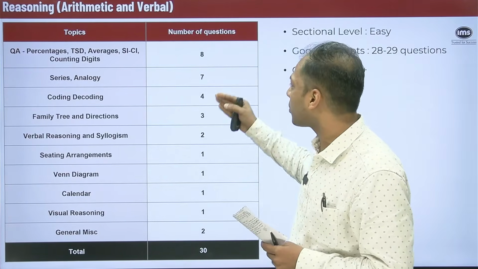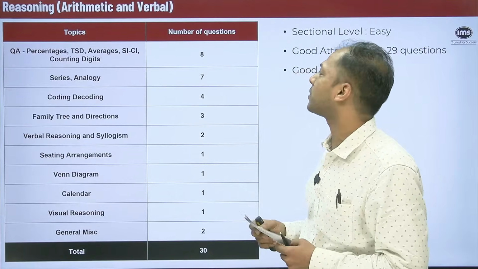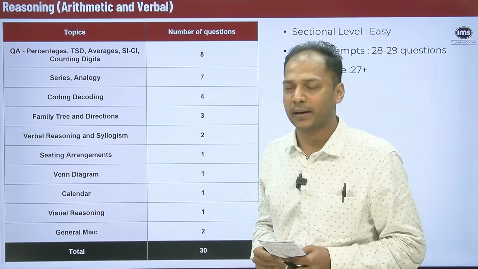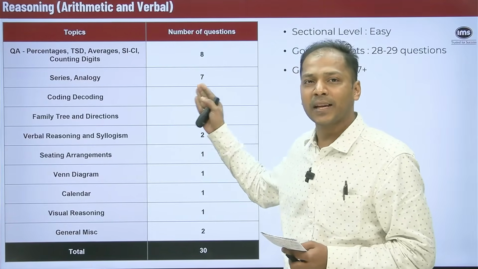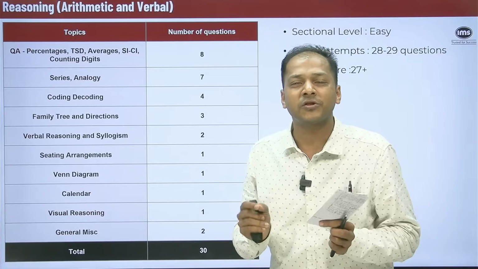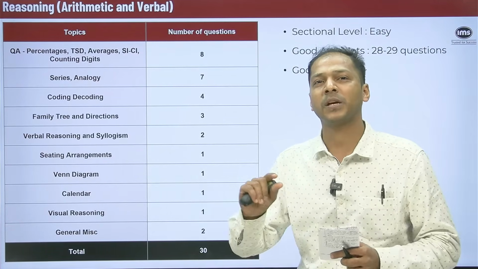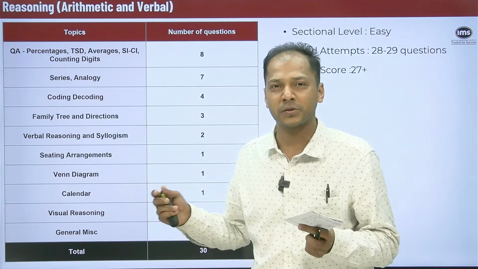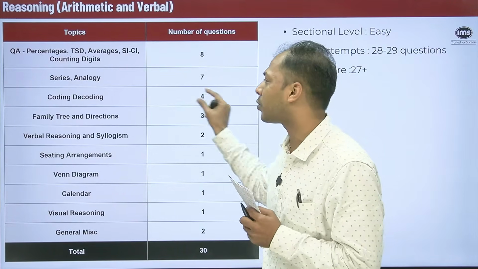And therefore I found that the 30 questions of reasoning were quite manageable again, right? There were series and analogy based questions, quite manageable. Coding decoding was very straightforward. There were no tricky coding decoding questions: +1 +1 +1, standard +1s, or standard +4 +2, -1 -2, or something like that. You could have easily decoded those.